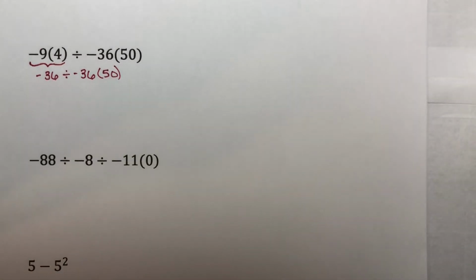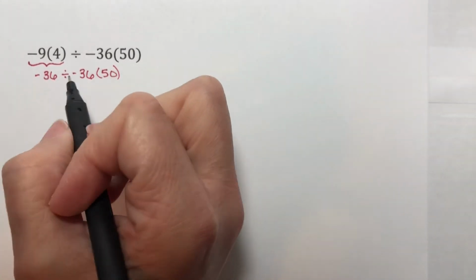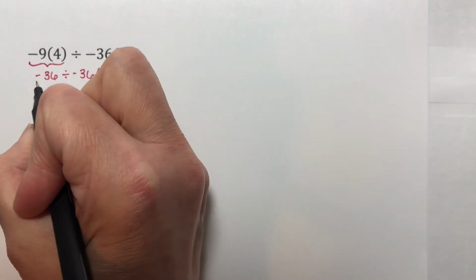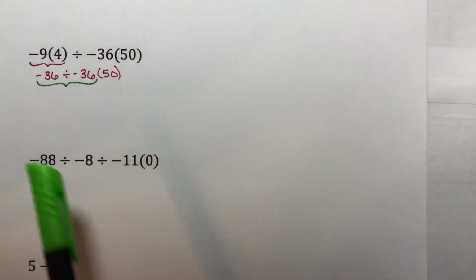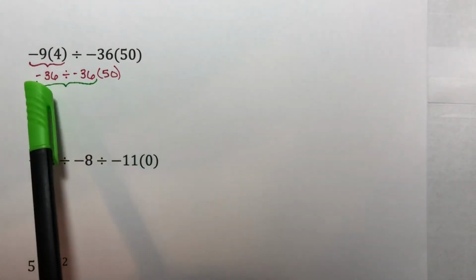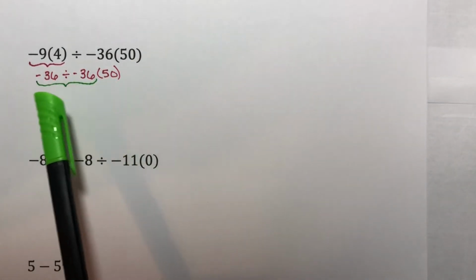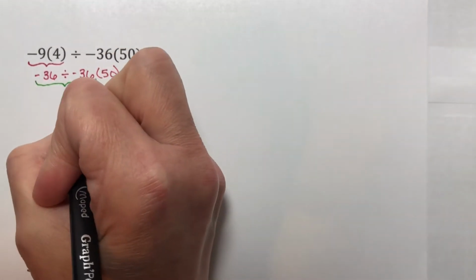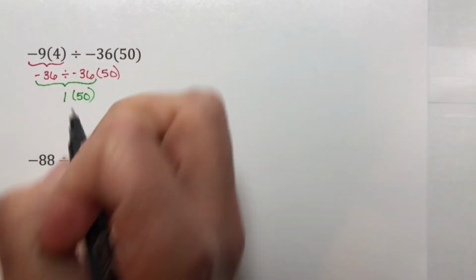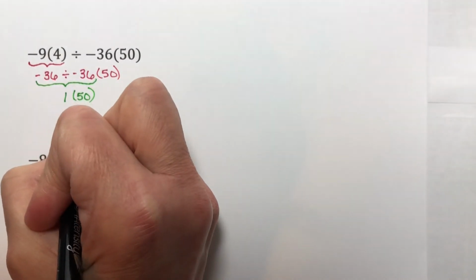Okay. Now the next thing I need to do is still only divisions and multiplications. I still have to work from left to right, so I have to do this division. Negative 36 divided by negative 36. They have the same sign, so my answer is positive. And I'm dividing the same number by itself, so that's a 1. So now I have 1 times 50, and 1 times 50 would be 50.